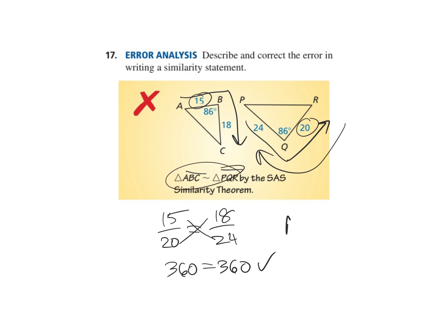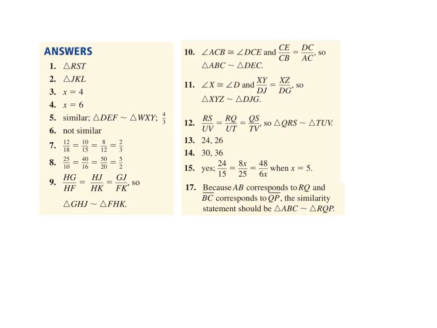They are similar. So triangle ABC is similar to what? Triangle RQP. That's the way it should have been. There's all your answers, just to check everything. And notice they wrote down the correct order there. Okay, good job.